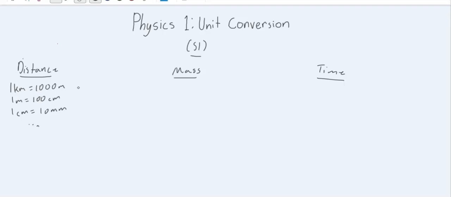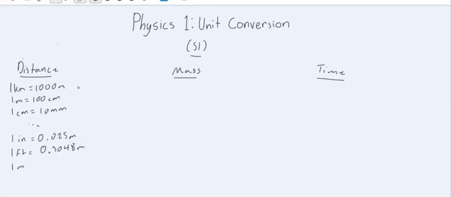Also, I should mention that in some instances, you may need to convert between the imperial system and the metric system. The imperial system deals in feet, inches, miles, and pounds, while the metric system deals in meters, kilometers, grams, kilograms, seconds, etc. So let's take a look at some of these conversions. 1 inch equates to 0.0254 meters. 1 foot equates to 0.3048 meters.